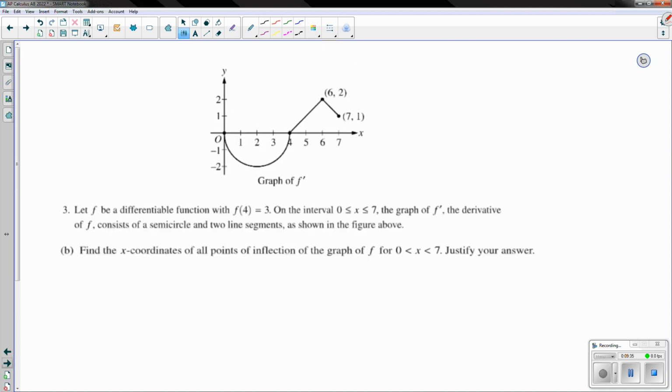Moving on to part B, find the x-coordinates of all points of inflection for the graph of f from 0 to 7. So when I want to find the points of inflection for the graph of f, we're going to need to observe f double prime, which is going to be the derivative of f prime. We have the graph of f prime. So we'll know that we have a point of inflection when f double prime changes signs. So when is this going to happen?